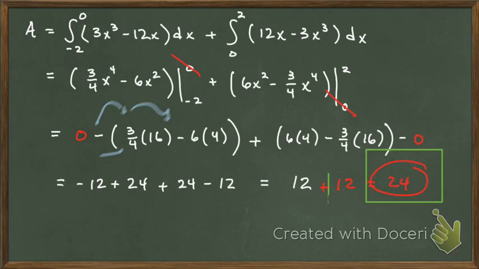Okay, just another example of finding the area between two curves. I had no other information, so I had to find where these curves intersected to get the bounds of integration, and then figure out which curve was the larger curve for a specific interval.